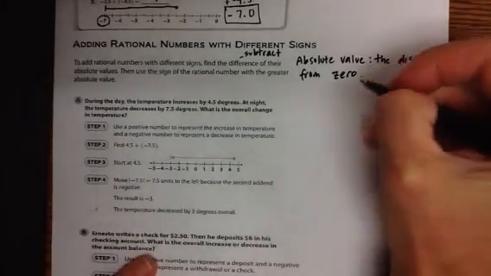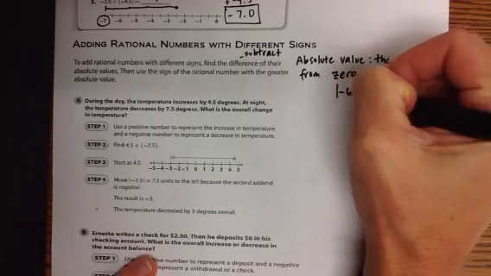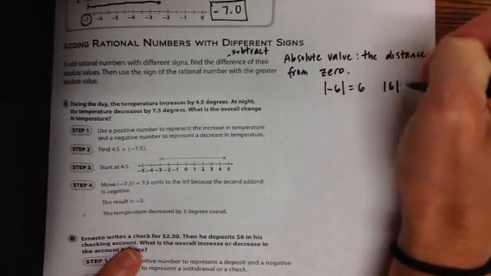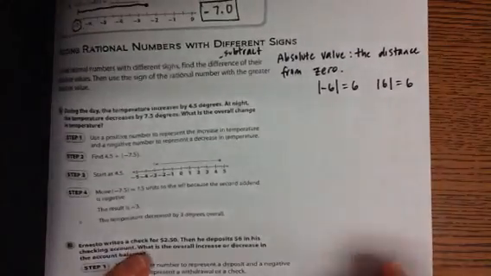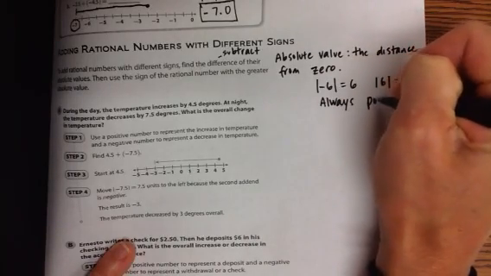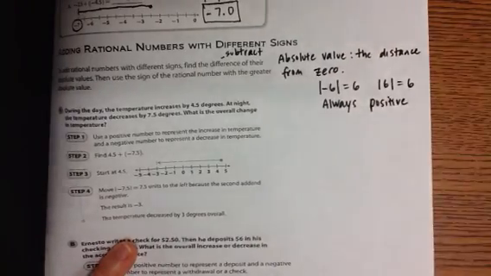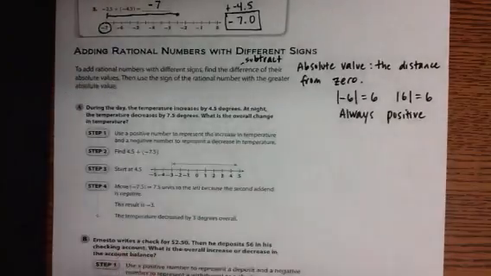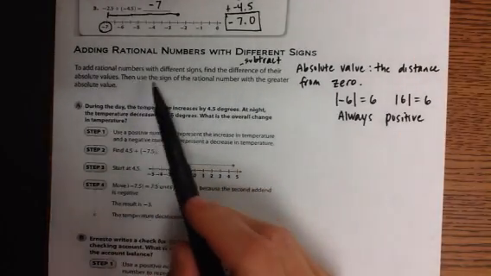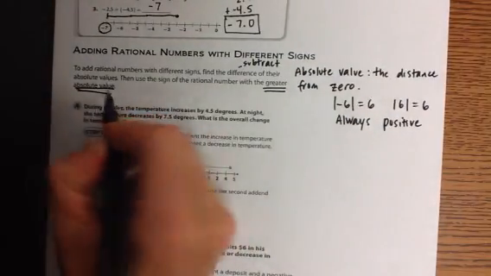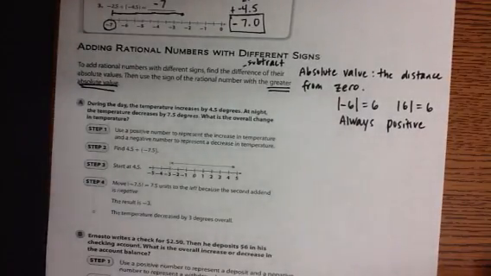So if I have negative 6, and those bars indicate the absolute value. What's the absolute value of negative 6? Equals 6. What's the absolute value of 6? 6. So when you're talking about absolute values, it's always positive. So the absolute value of 200 is 200. It's always a positive. It's just the distance it is away from 0. Okay, so then we use the sign of the rational number with the greater absolute value. So whichever number is bigger, the greater absolute value.